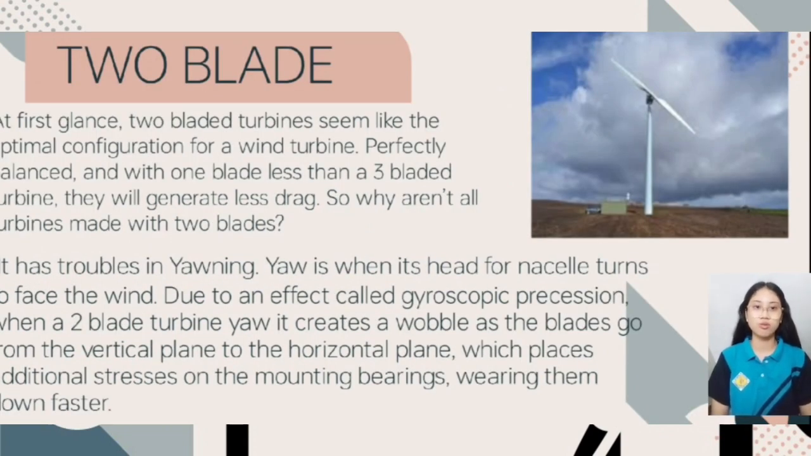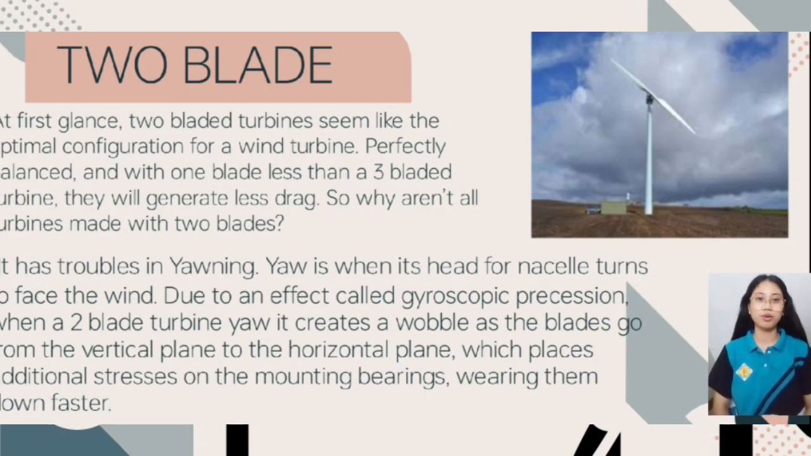At first glance, 2-bladed turbines seem like the optimal configuration for a wind turbine, perfectly balanced, and with 1 blade less than a 3-bladed turbine, they will generate less drag. So why aren't all made with 2 blades? Pero here is now the big issue when it comes to the operation of 2-blade turbines. It has trouble in yawing.